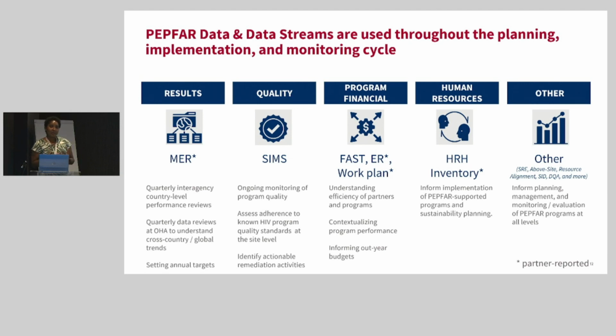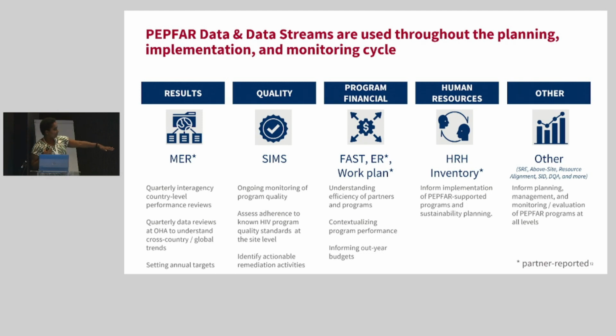Program and financial data, primarily with our planning through our FAST tool, which might go through some changes in the next year, through ER tracking, work planning, human resources through our HRH Human Resources for Health Inventory, and other types of data such as SRE, above site, resource alignment, the Sustainability Index dashboard, which we do every 2 COP cycles, ROP cycles, DQAs, and others. So all of these different types of data speak to different purposes and different uses of the data that we collect.